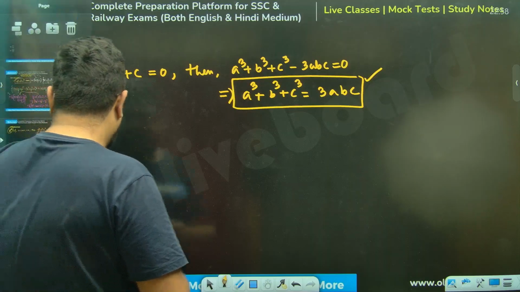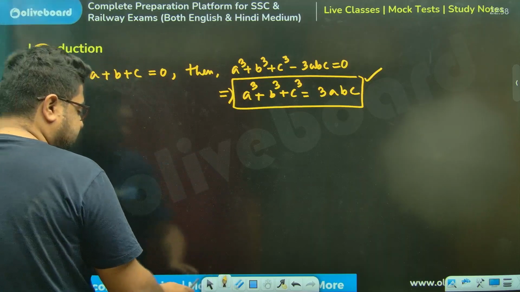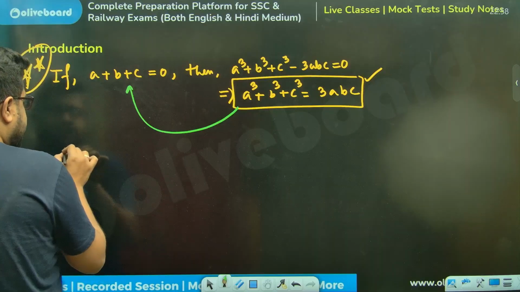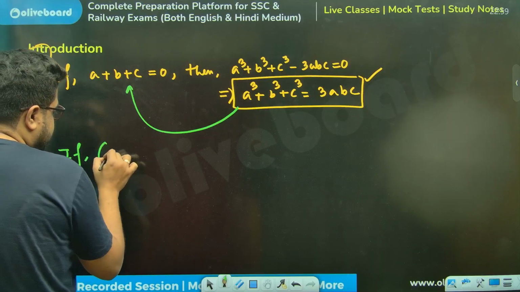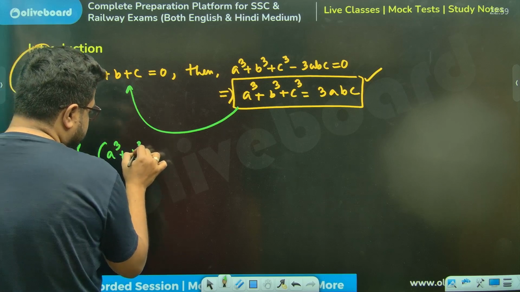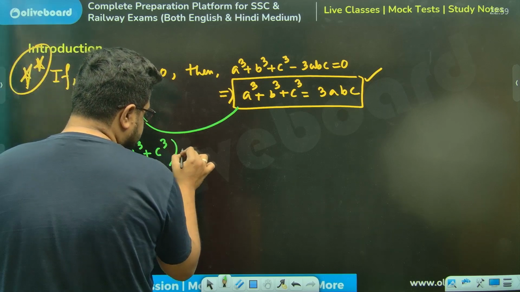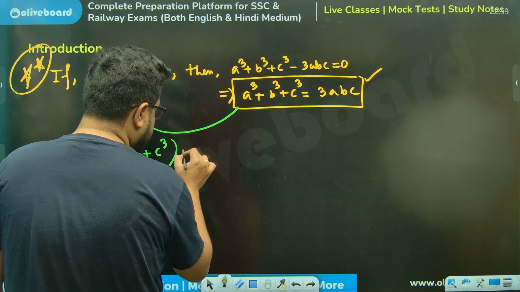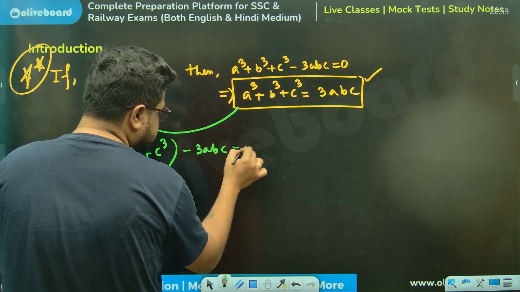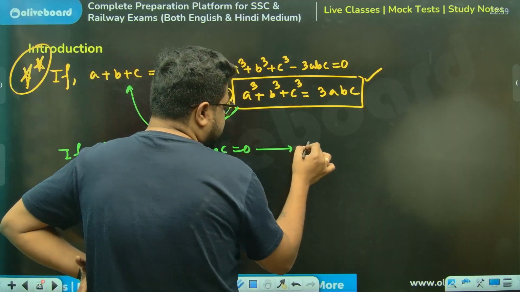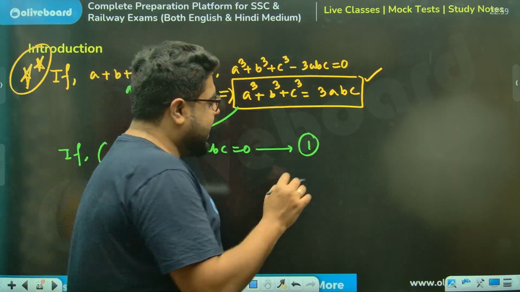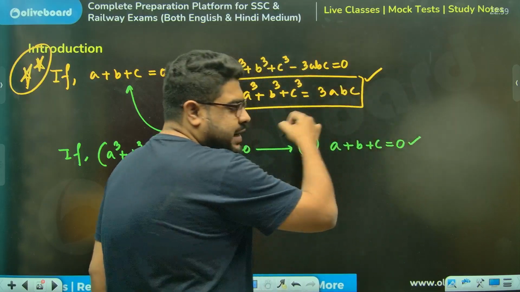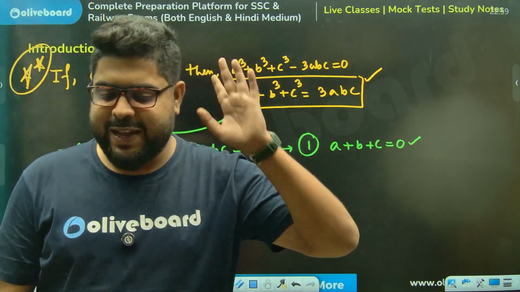Before I go to the questions, remember this, the converse is also true. Meaning, if A cube plus B cube plus C cube minus 3ABC is equal to 0, then the primary conclusion always is A plus B plus C is 0, just the converse of this. But that's not the only conclusion.